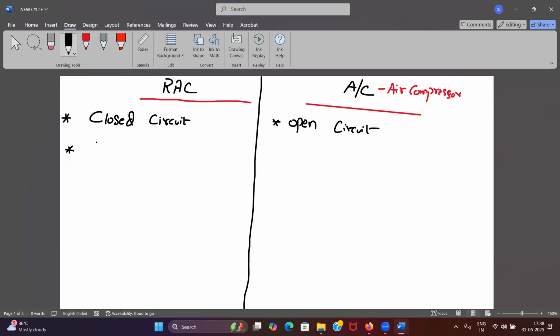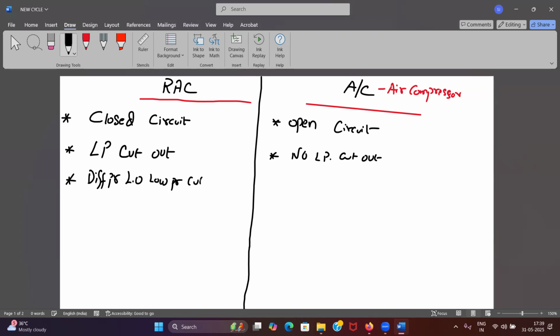Then in the RAC we are compressing the refrigerant. So we have LP cutout over here. Do I have any low pressure cutout here? No, sir. Here we have the differential pressure lube oil low pressure cutout. There is a difference between the two, right?